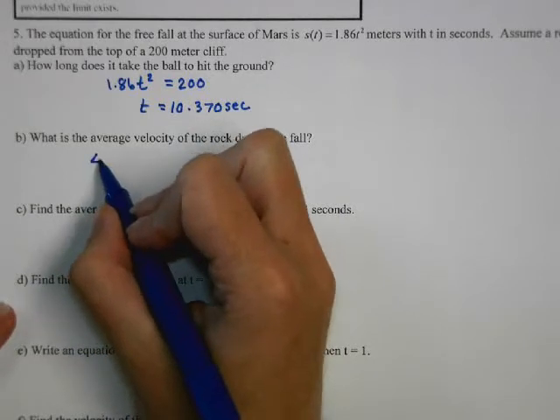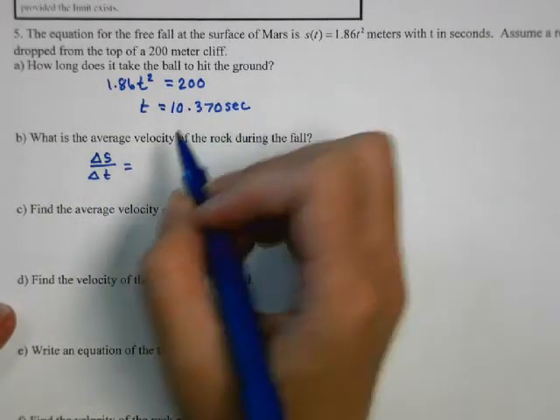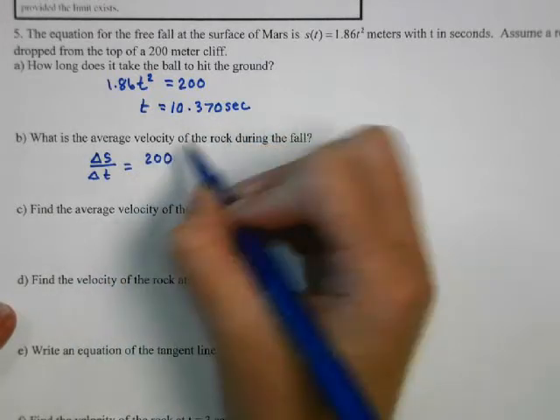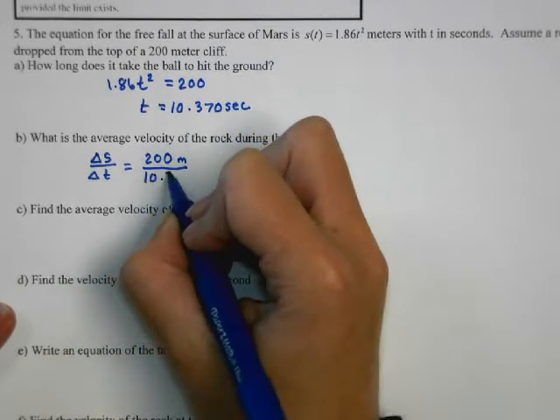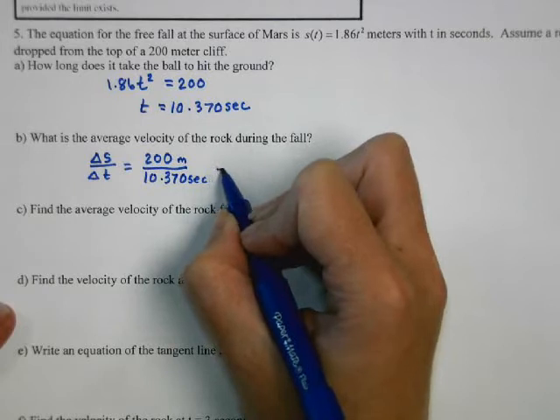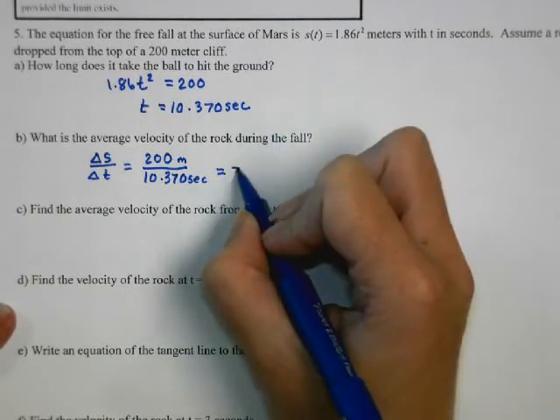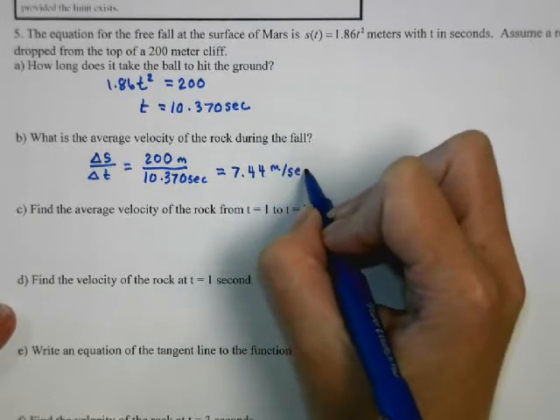Okay, what is the average velocity during the fall? So average velocity is the change in distance over the change in time. Well, the distance was 200 meters, and it took us 10.370 seconds to make that happen. So my average is 7.44 meters per second.